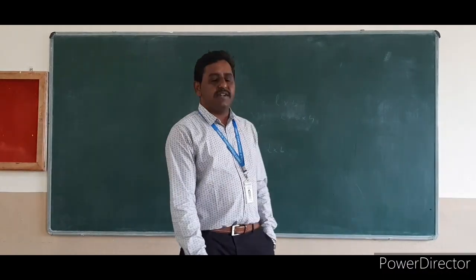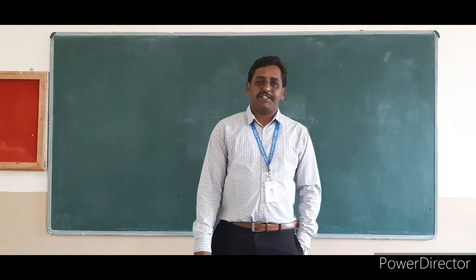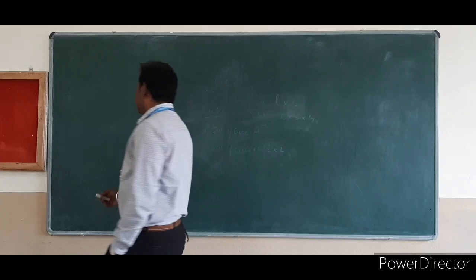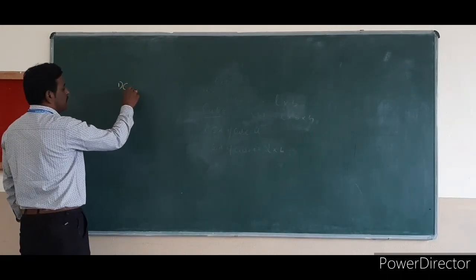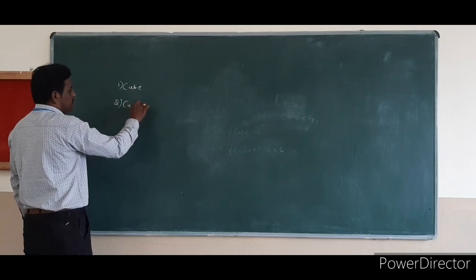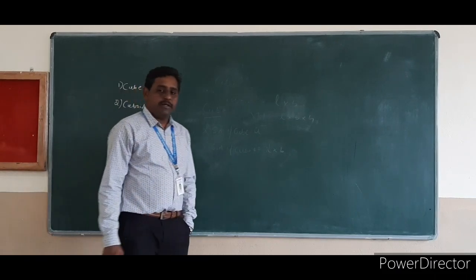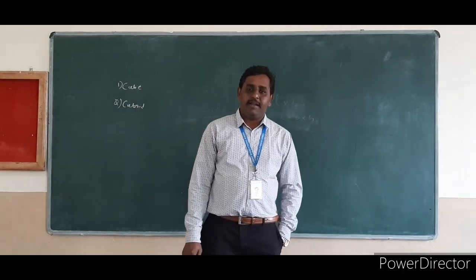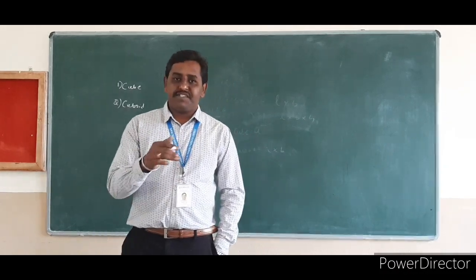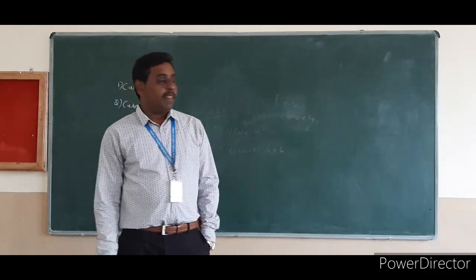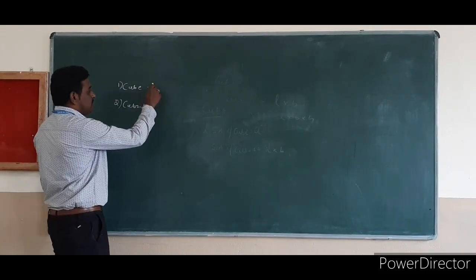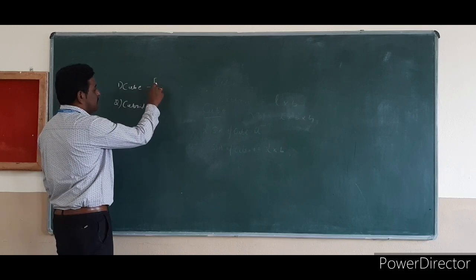In our last class, we discussed the chapter on solids. In that chapter, we learned two types of solids: the cube and the cuboid. Do you know the difference between a cube and a cuboid? In a cuboid, all faces are rectangular. In a cube, all faces are square. These are the two differences between the cube and the cuboid. We also learned three formulas for each solid.